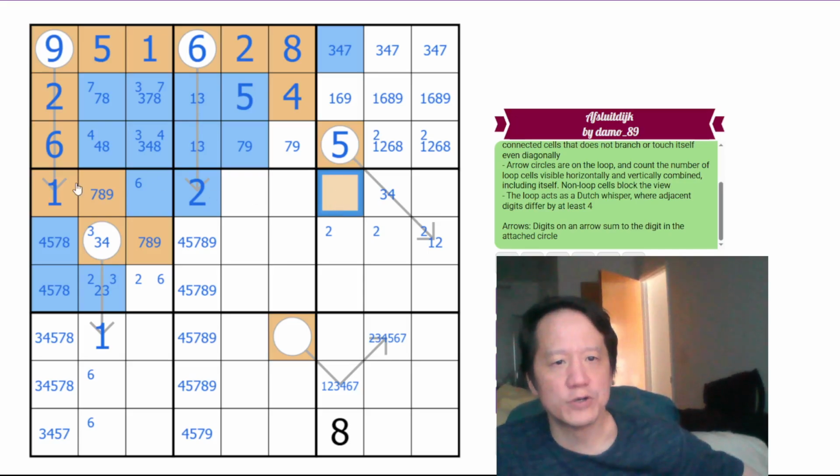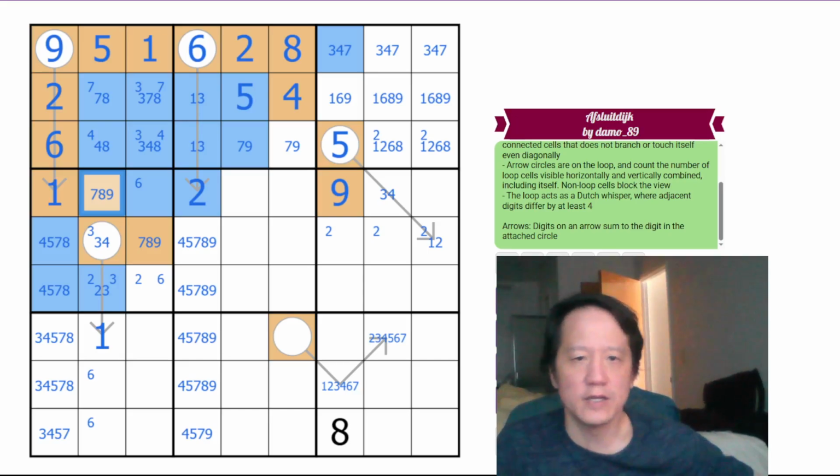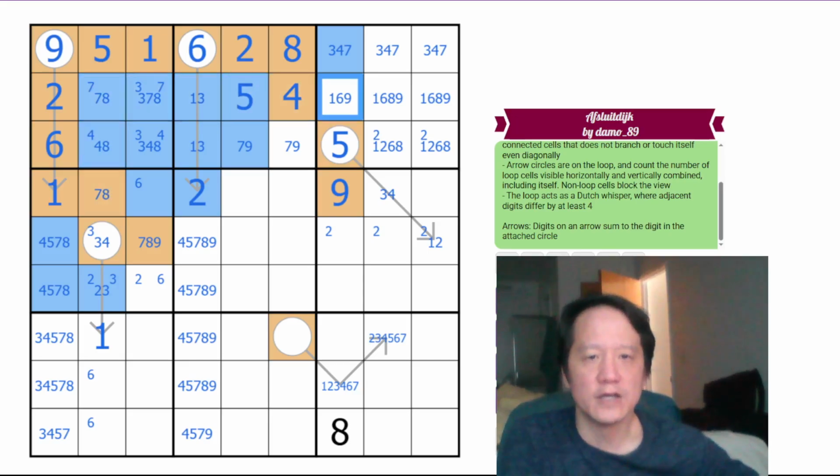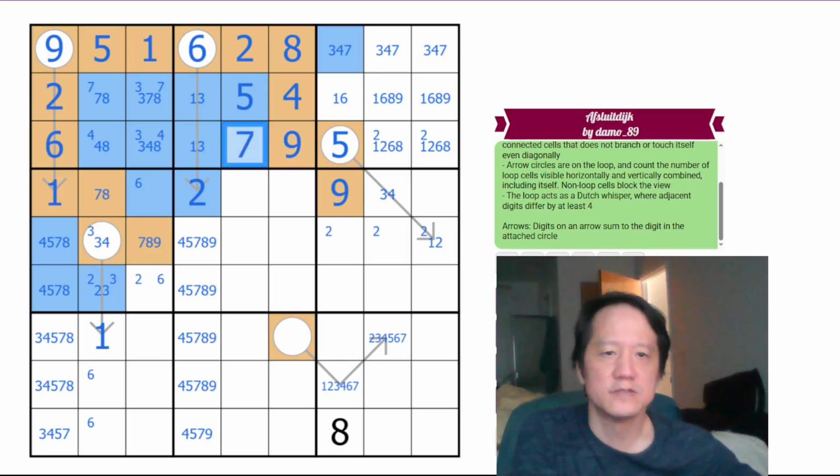So this is 1 or 9, but it cannot be 1 because of the 1 on the row. So this is a 9, which means this cannot be 9 here, and this can't be 9 here because of the 9 on the column. That means it must go this way to connect on the loop. So this is a 9 here. This is 7.